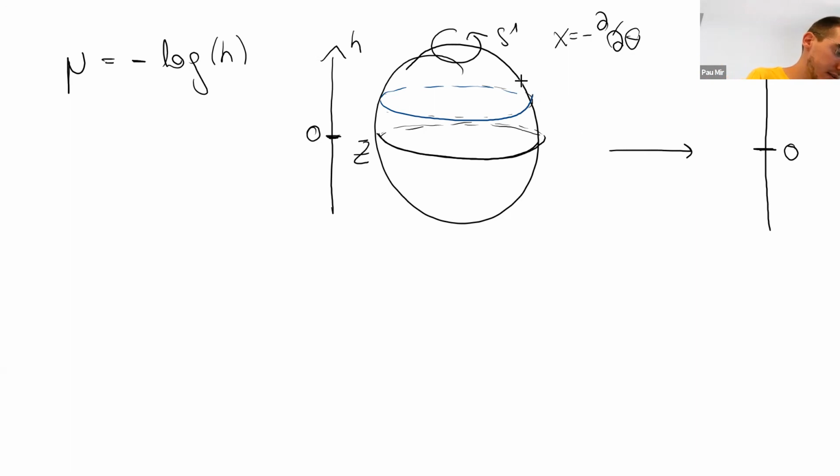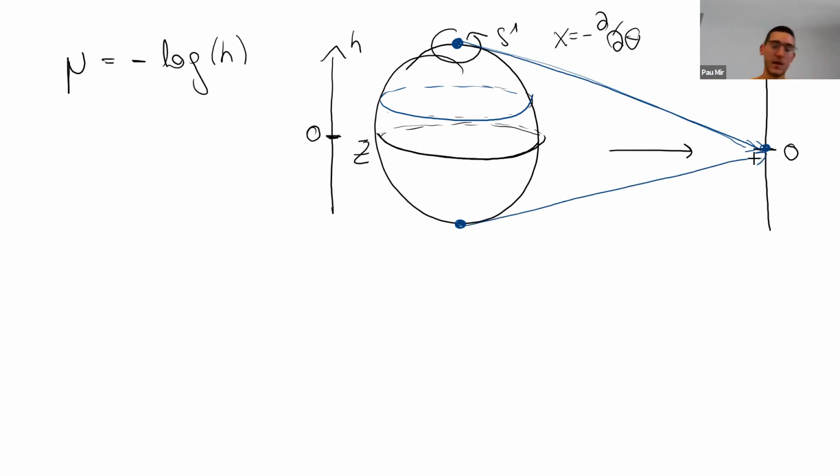So, let's start with the easiest point, the image of the North Pole. Since the North Pole has coordinate h equal to 1, it goes to 0, because the logarithm of 1 is 0. So 0 is in the image of this moment map. But the same happens with the southern pole. The southern pole goes to 0 too.